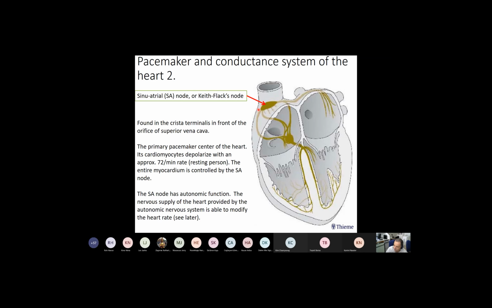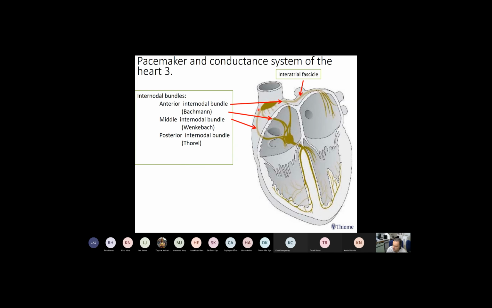Of course, we can modify the heart rate, but we don't have to control this all the time. Therefore, you can take out the heart and put it into another person. If you do heart transplantation, the heart will also continue to work if the sinoatrial node is working well. From here, as I mentioned, internodal bundles will carry the signal towards the other centers. There are 3 bundles in the right atrium, most of the time defined as the Bachmann, the Wenckebach, and the Thorel bundles. They also have the names anterior, middle, and posterior internodal bundle. And there is an extra one which goes to the left atrium.